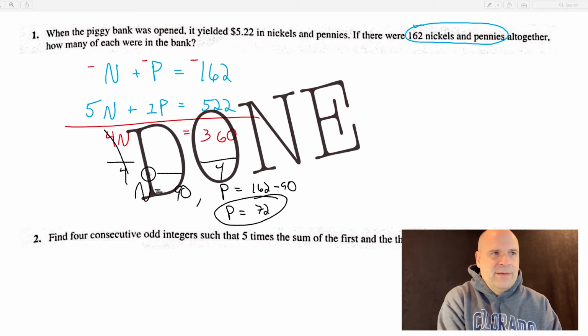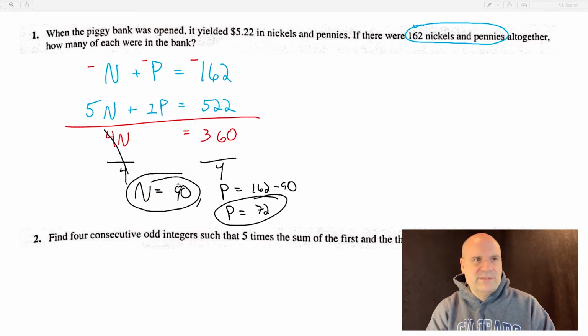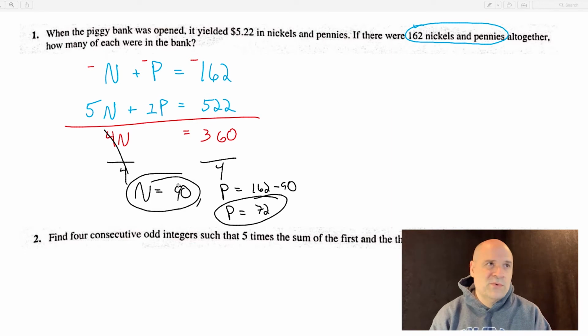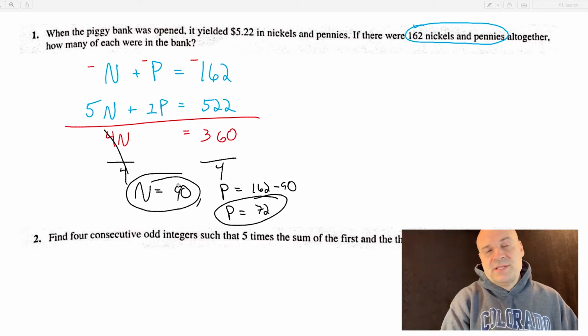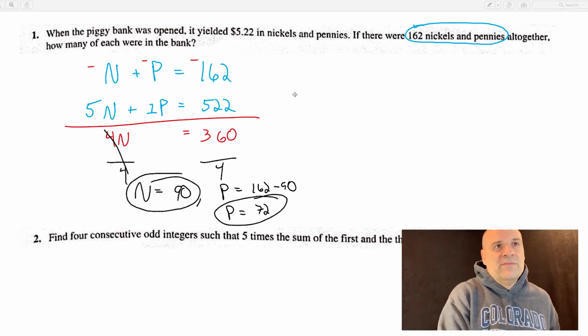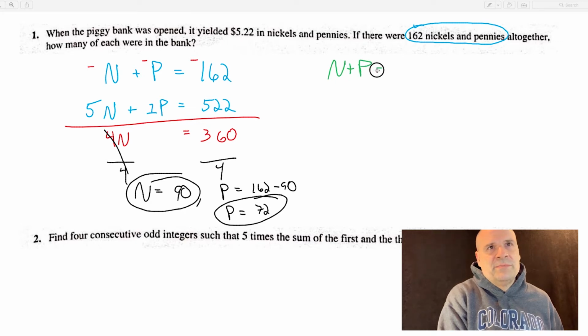All right, count up that money, see if you get $5.22. 90 nickels is $4.50 plus 72 cents is $5.22. That works. This is elimination. We could have solved this by substitution. So let's do it another way, solving by substitution, just so you have 2 options when you take the test. We still have our same equations.